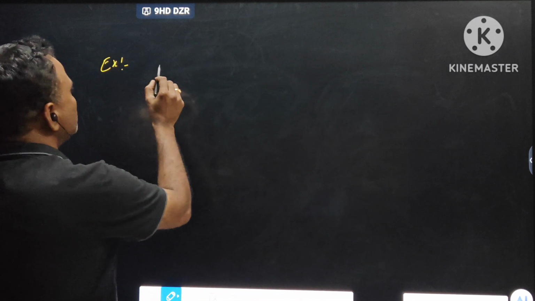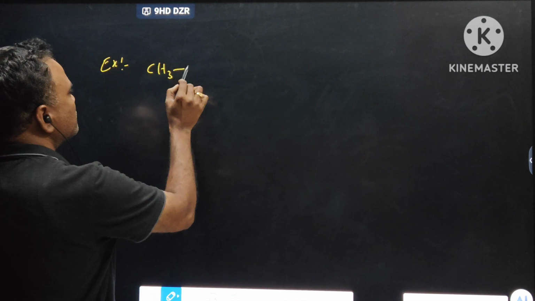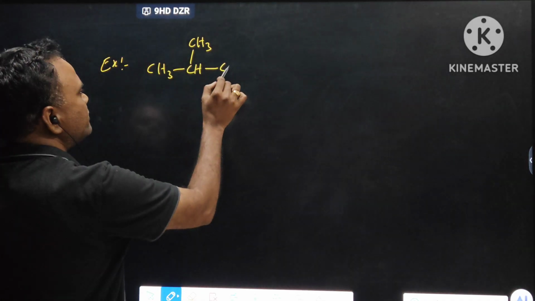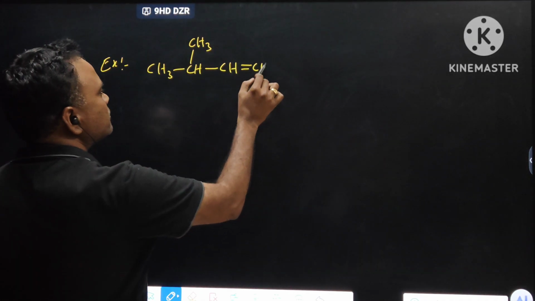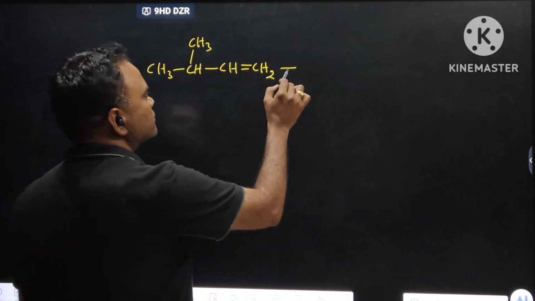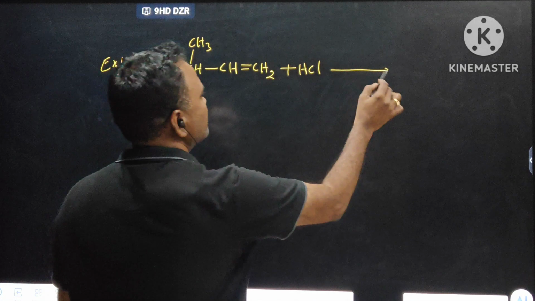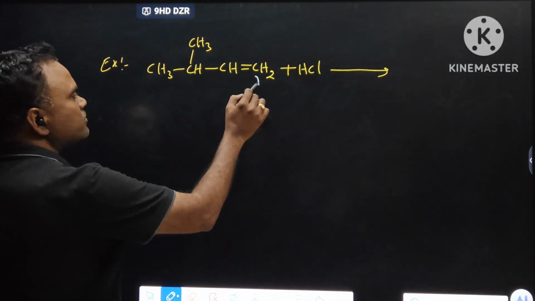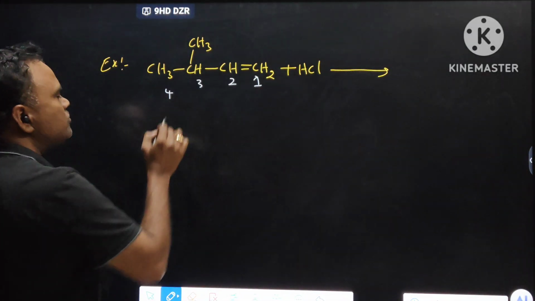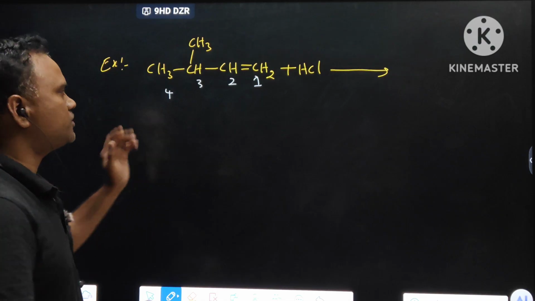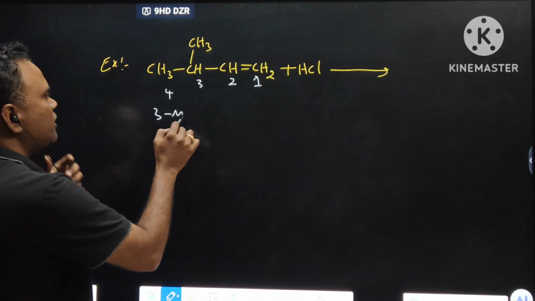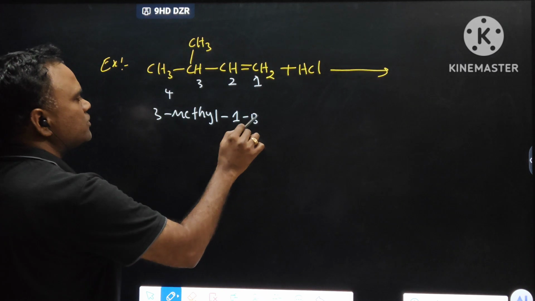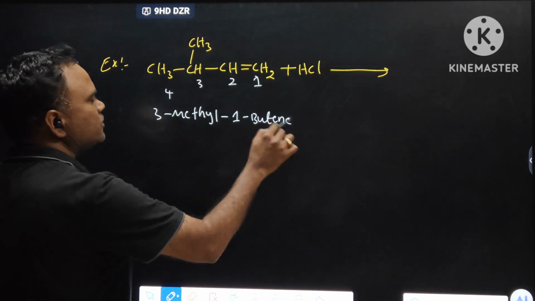I'll ask you one question. Can you try where Cl will be added? Just try. I'm giving the numbering. See here another point I wanted to tell you. Its name is also very important. First of all, give its name: 3-methyl 1-butene. 3-methyl 1-butene is the name.